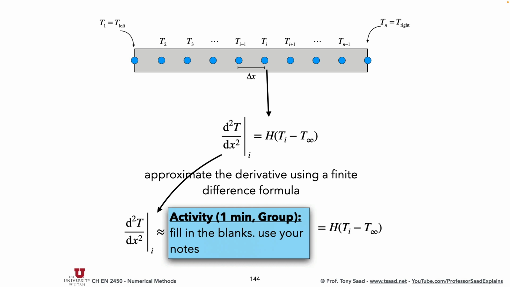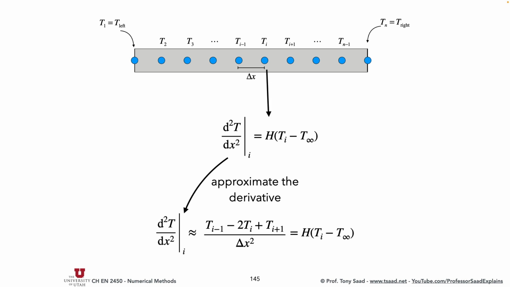Yes, Aaron? Ti at point i. Fi plus 1 minus 2 Fi plus Fi minus 1 over delta x squared. Correct. But instead of f, we have T. Right? Okay, that's it. Just a second derivative approximation.